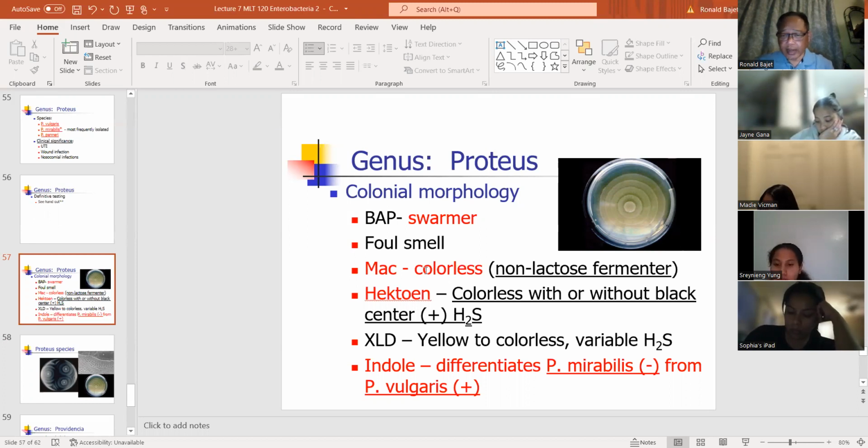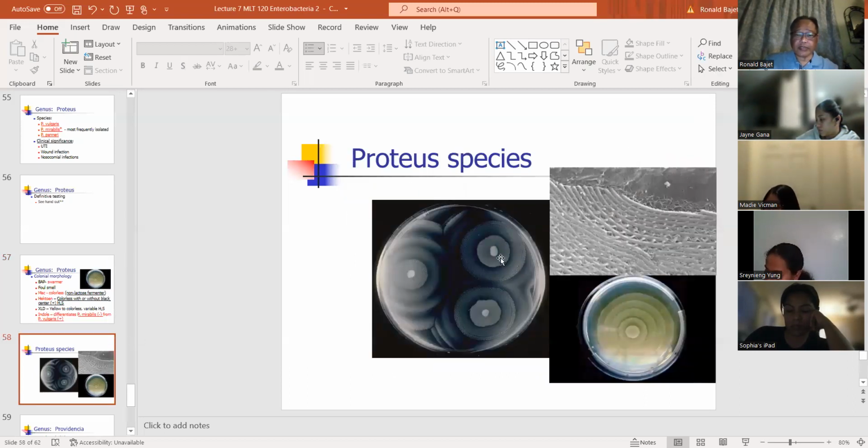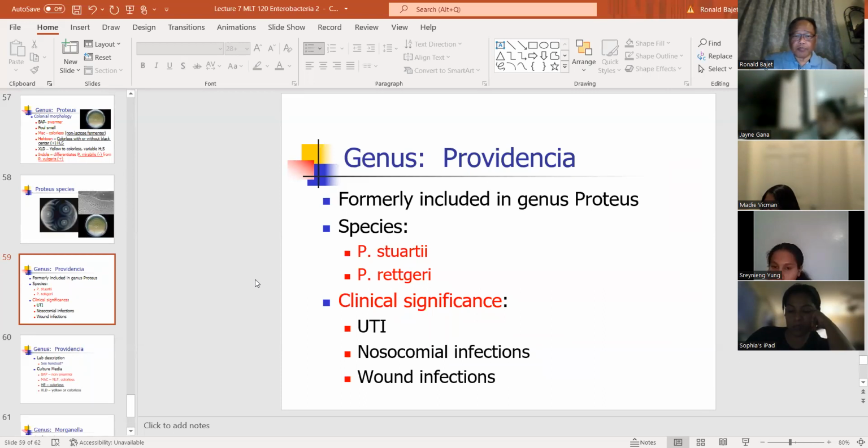Indole differentiates, like I mentioned earlier. It's negative for Proteus mirabilis, and that differentiates it from Proteus vulgaris, which is indole positive. Remember the three indole positive organisms: E. coli, Proteus vulgaris, and Klebsiella oxytoca. Proteus species, 3 colonies, and swarming effect from those 3 colonies, okay? Swarmer.